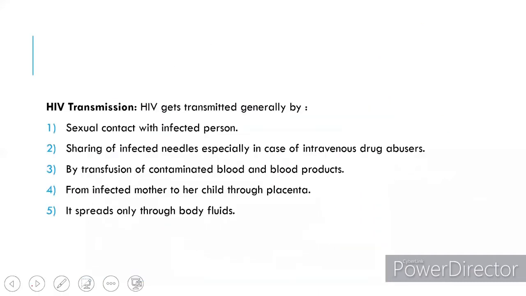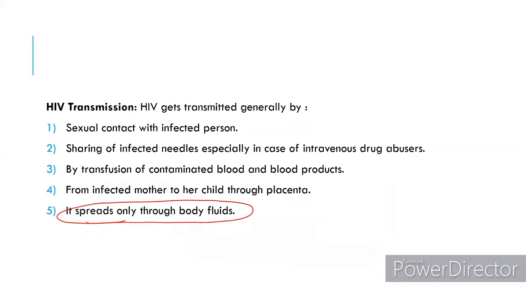So how does HIV get transmitted? It gets transmitted because it spreads only through body fluids. Because of that, it gets transmitted through sexual contact, sharing of infected needles, especially in the case of intravenous drug abusers, by transfusion of contaminated blood and blood products, like from blood banks, and from an infected mother to her child through the placenta.